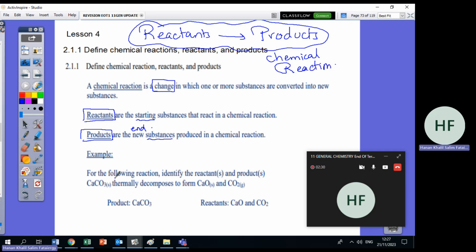For example, for the following reaction, identify the reactants and products. CaCO3 solid decomposes to form CaO and CO2. To form means to make, so I put the arrow. Now the reactants are... no, this is wrong. So the reactants are CaCO3 and the products are CaO and CO2. Sorry, excuse me, this is a typing mistake.